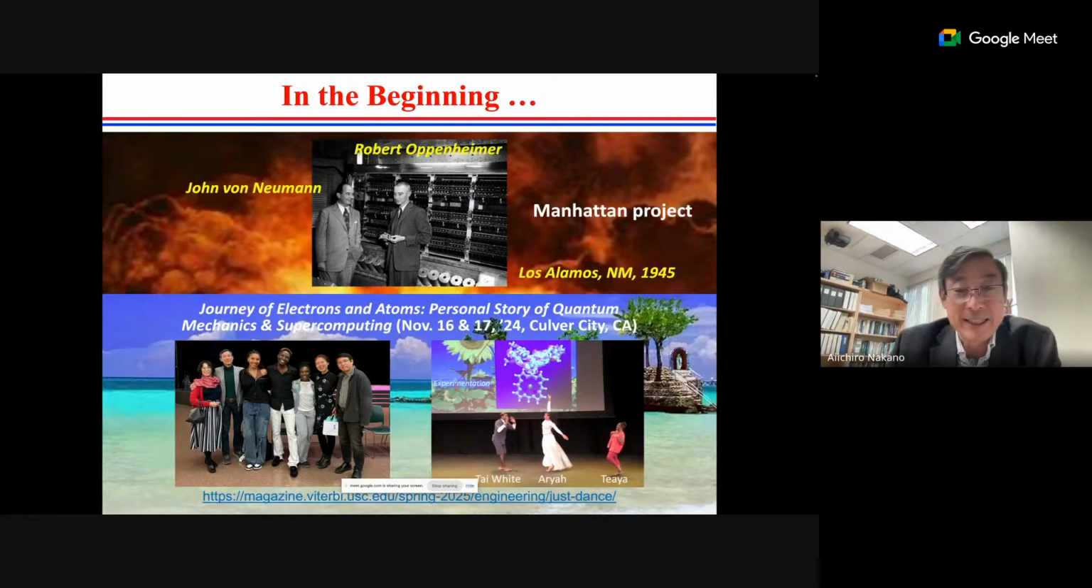Last year, a very talented choreographer, Pei White, created a dance performance inspired by our quantum mechanics and supercomputing research. Here, this dancer, Araya, is playing the electron, and here the other dancer is playing the atom. It's a beautiful interpretation of quantum mechanics and supercomputing by artists.